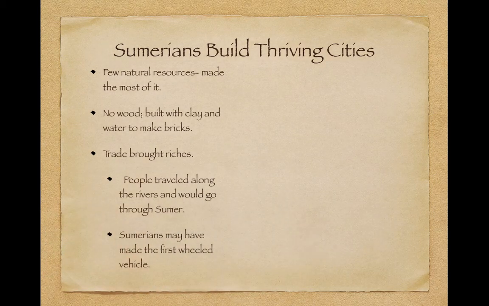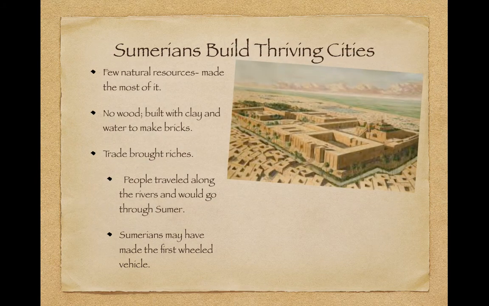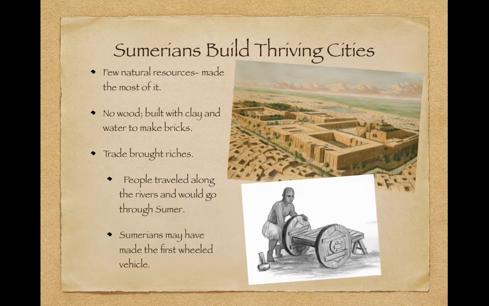And Sumerians may have made the first wheeled vehicle. So it wouldn't have been anything that impressive, but it would have been the first time we would have used a wheel to make a vehicle out of it. So we have the thriving cities, right? And then we have this type of cart that would have been made using the wheel, right? That would have been able to carry things for you rather than you carry it on your back.